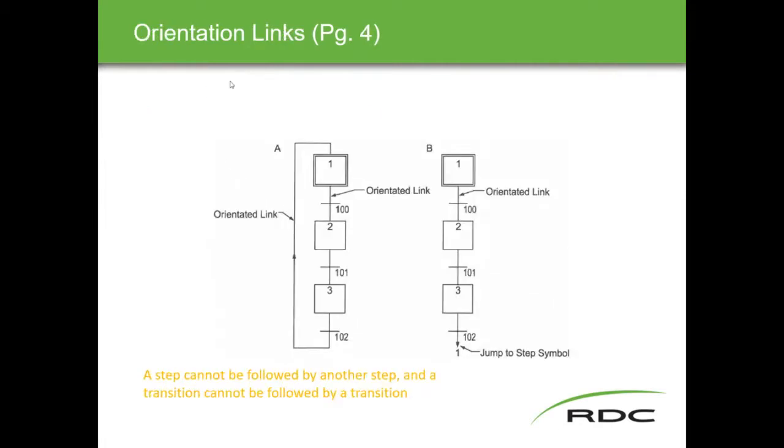The third building block is called an orientation link. That's this line that connects a step to a transition and from a transition to the next step. So these are called orientation links. This is also an orientation link, a link between one step and another step.